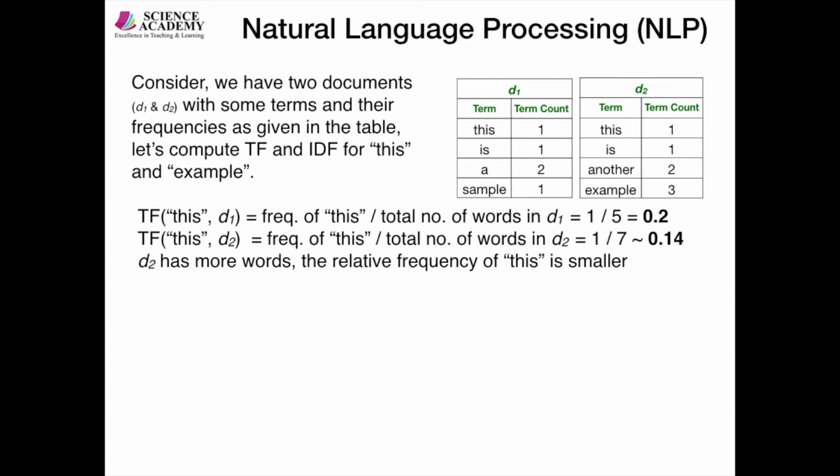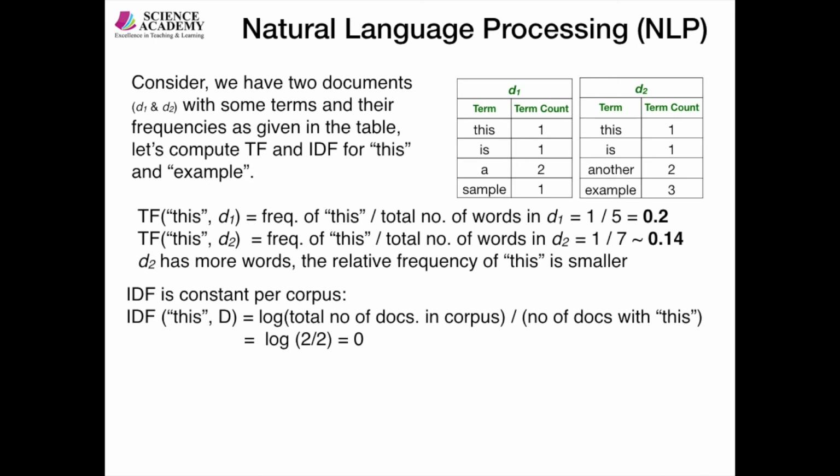In document D2, the frequency of this is again 1, but the total number of words is 7. Hence, in D2, the term frequency for this is equal to 1 over 7, which is equal to 0.14. Notice that D2 has more words. The relative frequency of this is smaller for D2.